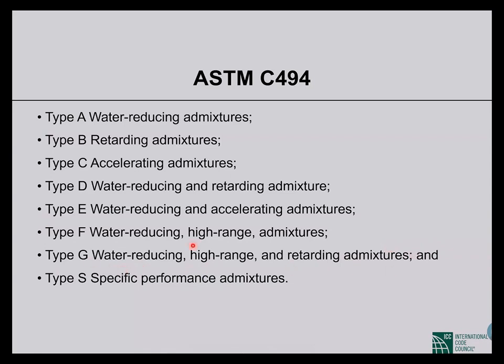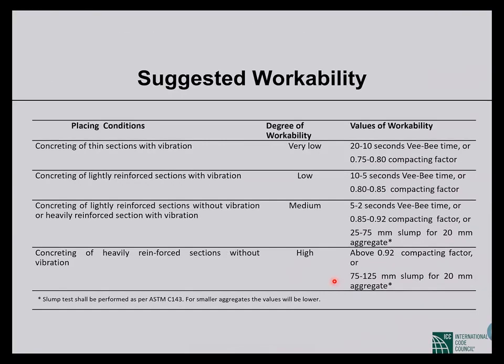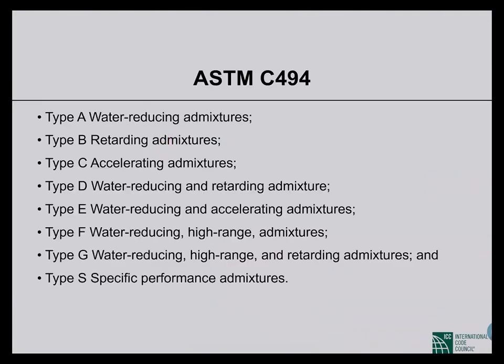This is used in the RMC, ready mix concrete industry. In the RMC industry, they use this type of admixture. And Type S, specific performance admixtures. For any specific kind of effect, if we want, that special type of admixture is Type S, which is categorized separately. So that's all about admixtures. I'm not going into detail about these. Please read ASTM C494 for the details about the admixtures.